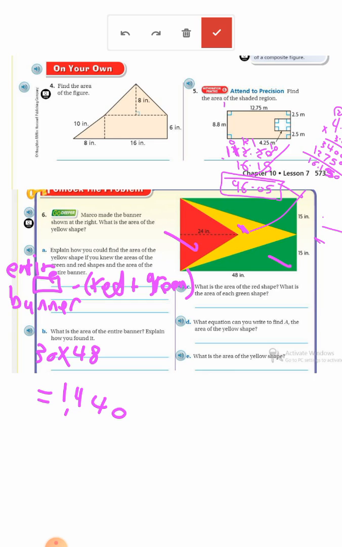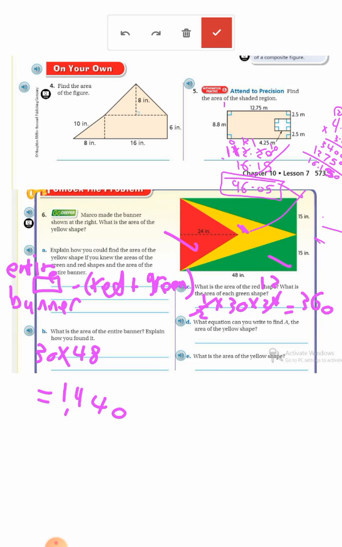What is the area of the red shape? The area of the red shape is a triangle. So we have half, the base here is 30, multiply the height is 24. Half 24 is 12. 12 multiply 30. Here this one is 12. Multiply 30, put down 0. 3 multiply 12 is 36.